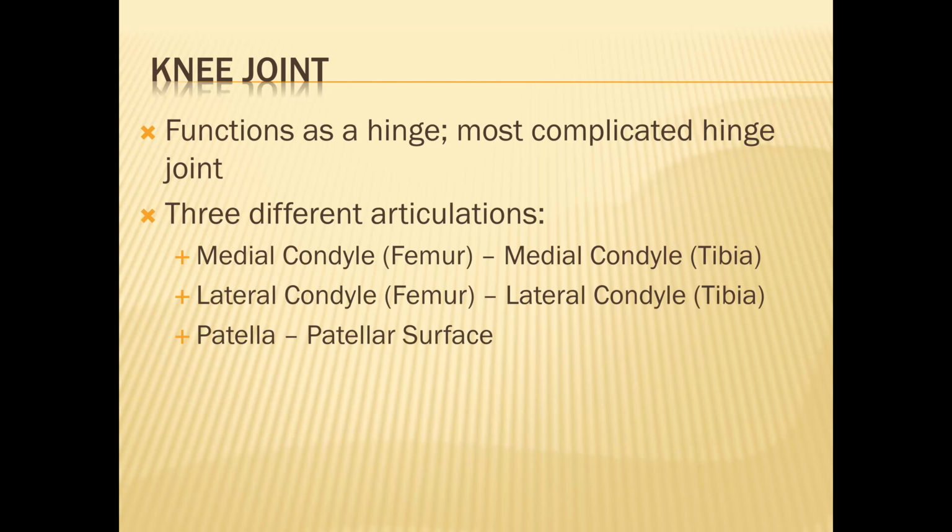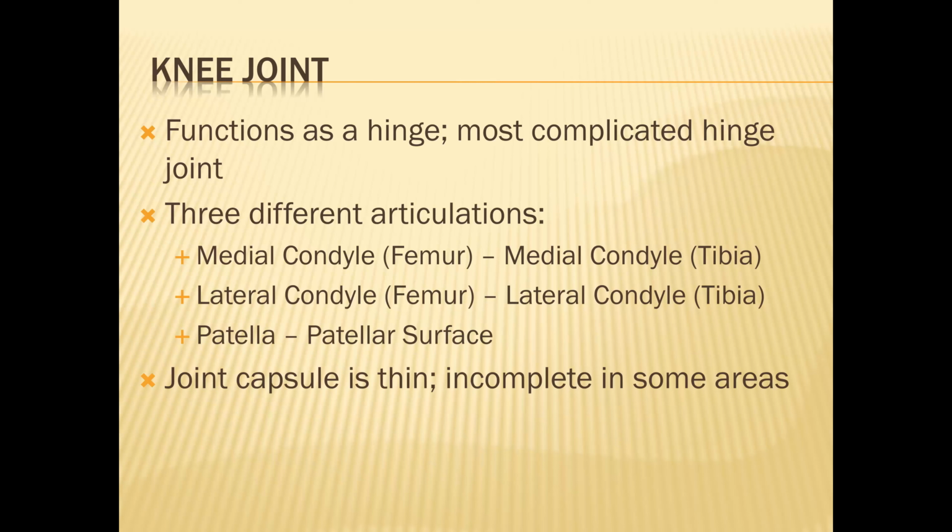So you've got the medial condyle of the femur that is articulating with the medial condyle of the tibia. The lateral condyle of the femur is forming a separate articulation with the lateral condyle of the tibia. And then you've got the patella, which is moving backwards and forwards along the patellar surface of the femur.